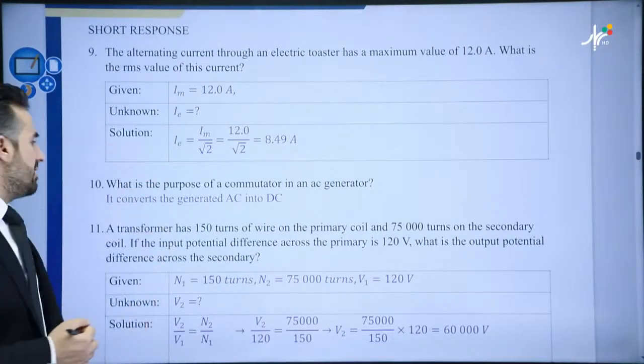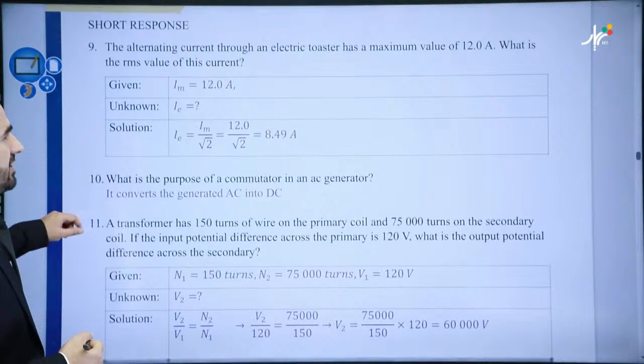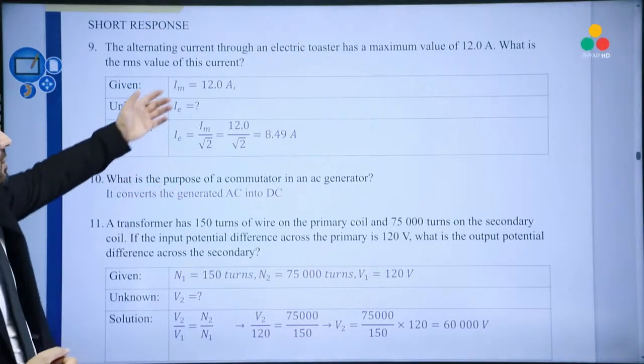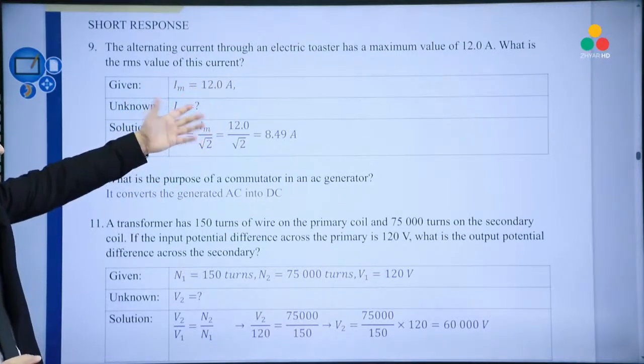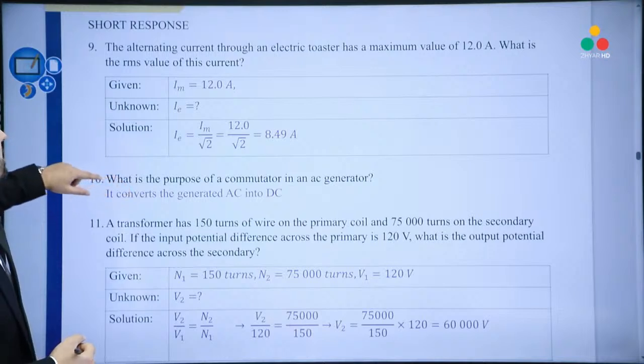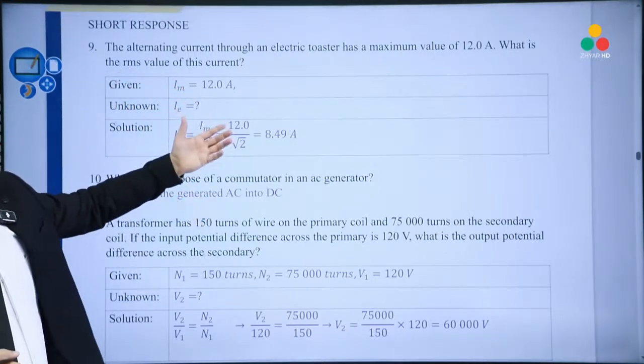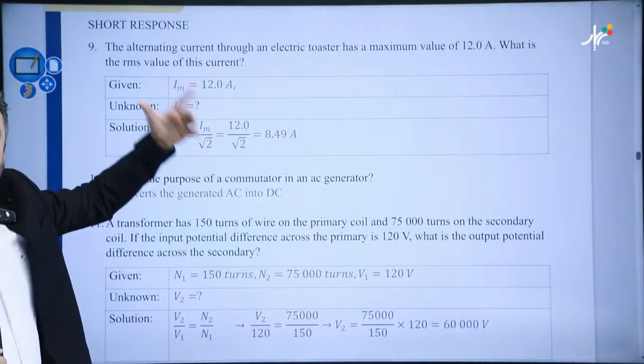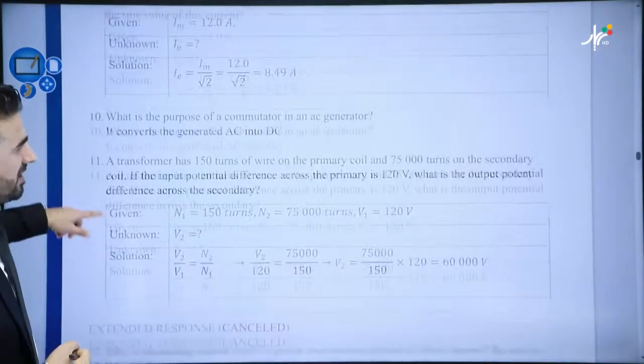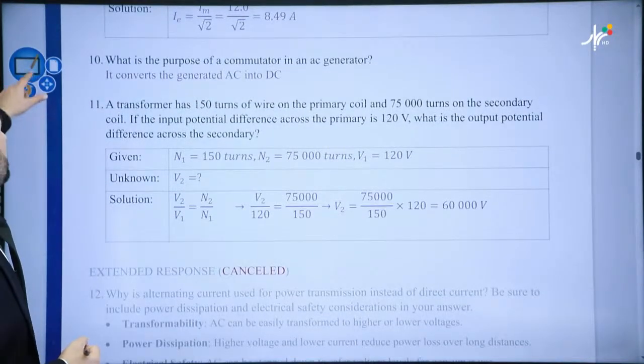Now take a look at this question. There's also another question that is very easy. Just the application of the equation. You have maximum value of current. That is obviously 12 amperes. What is the root mean square value for this? So for the root mean square value, or I effective here, of course that is I maximum divided by the square root of 2. That is just the application of the equation, nothing more.